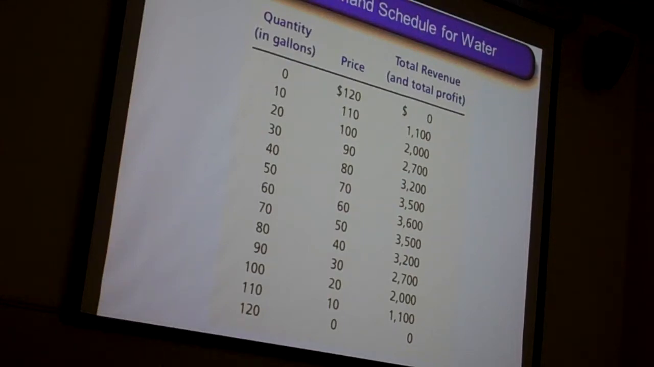Now, as a monopoly, if I want to sell more, what do I do? Since I'm the only game in town, if I want to sell more, remember the water? At $11 we sold nothing, at $10 we sold one. I lower the price. So if I'm a monopoly, if I want to sell more, I lower the price.